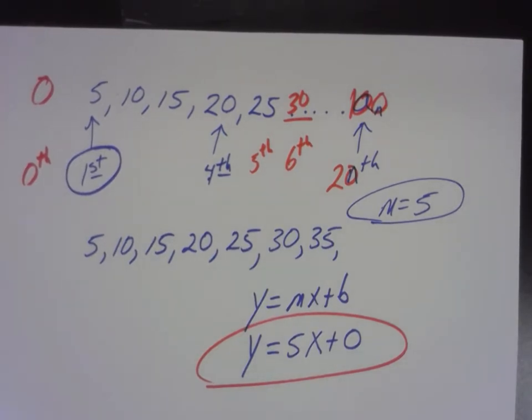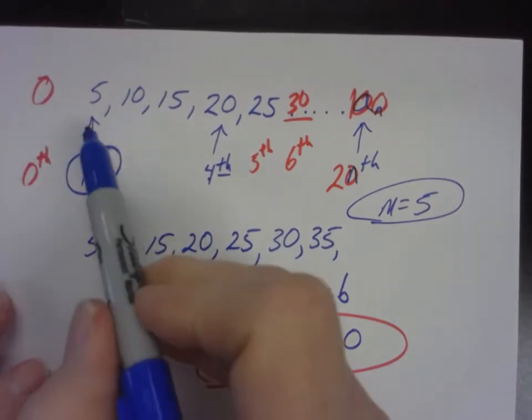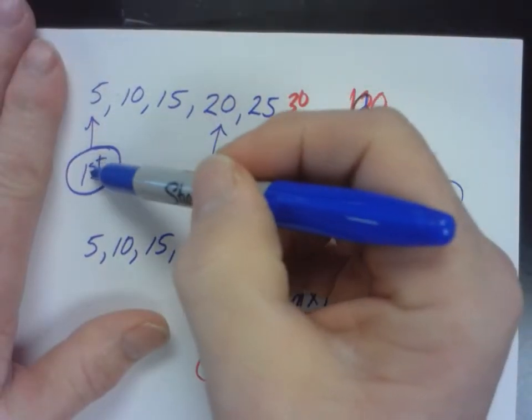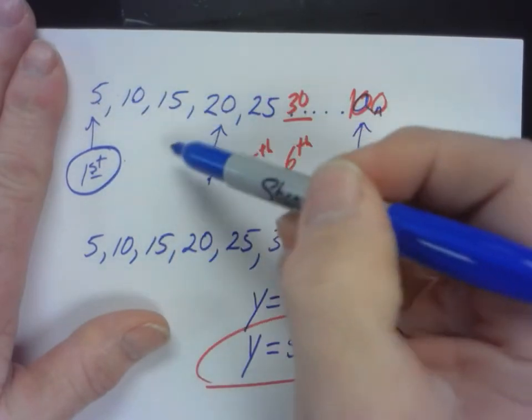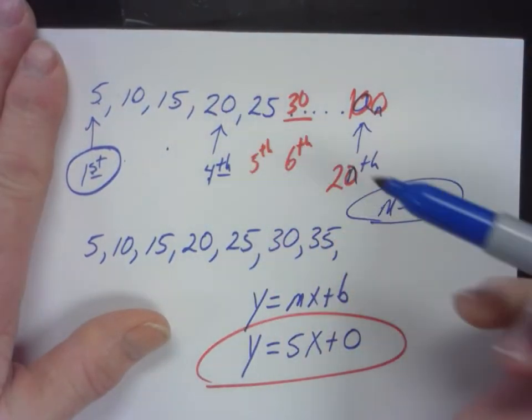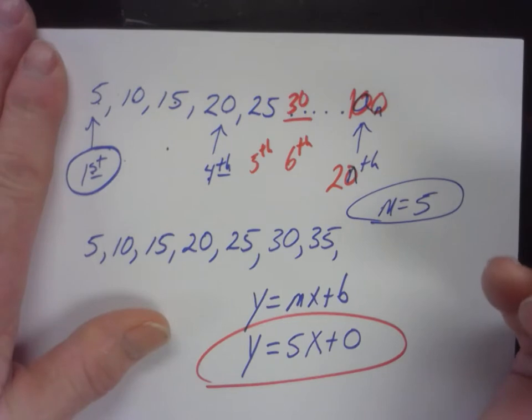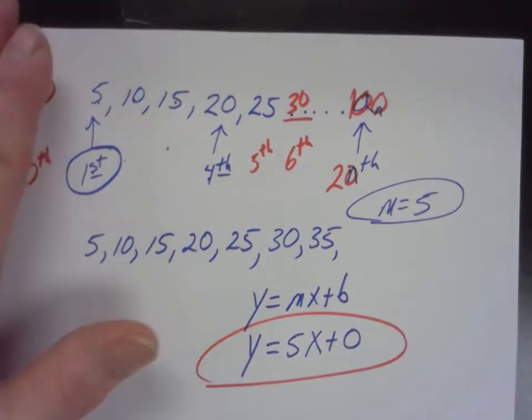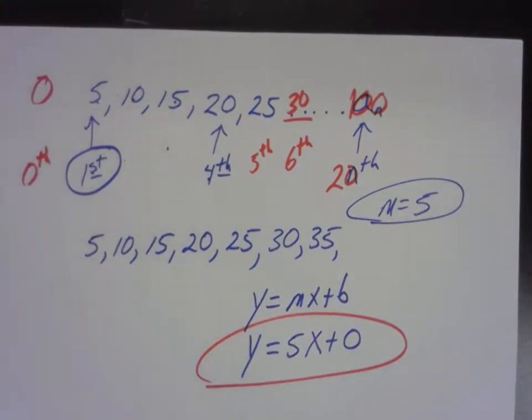By the way, what do you think would happen if I were to graph these points? 1, 5, 2, 10, 3, 15, 4, 20. What would it look like? Yeah, they'd line up. Those points would line up, wouldn't they? It's an arithmetic sequence. That's going to be simple to look at.